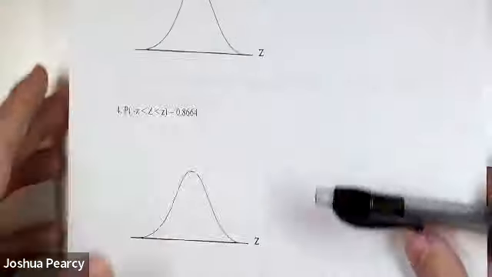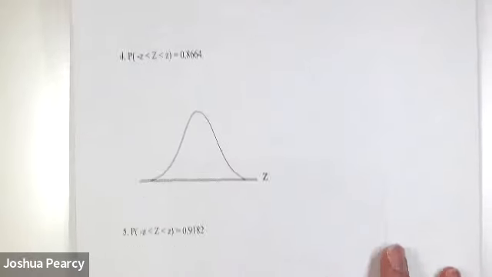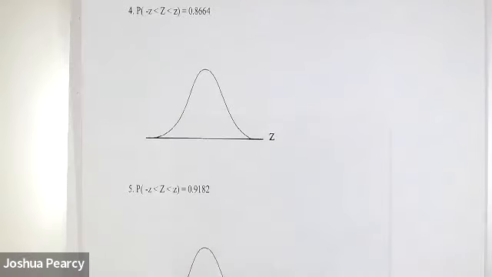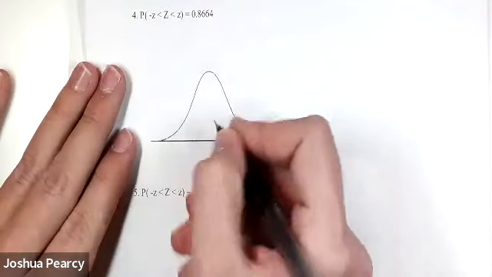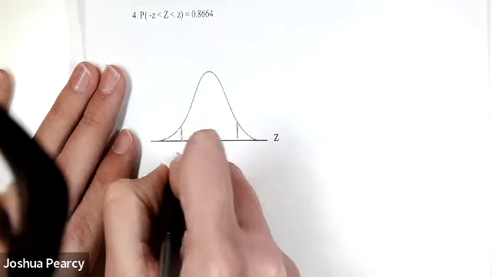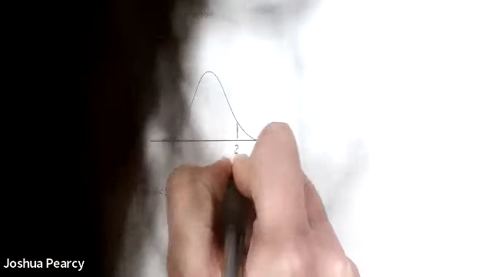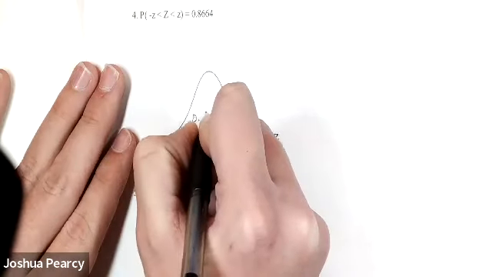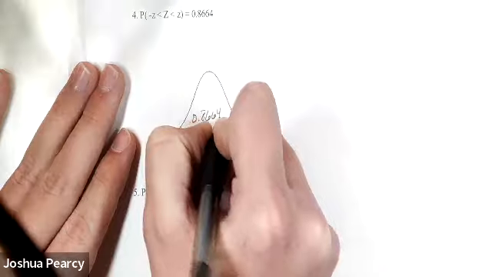It's the same idea. This one is fun. You will get confused. I will tell you how to not get confused. The probability of negative z to positive z being 0.8664 means the area in between a negative z and a positive z is equal to 0.8664, correct?